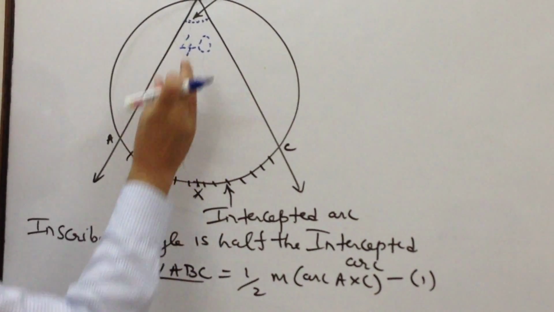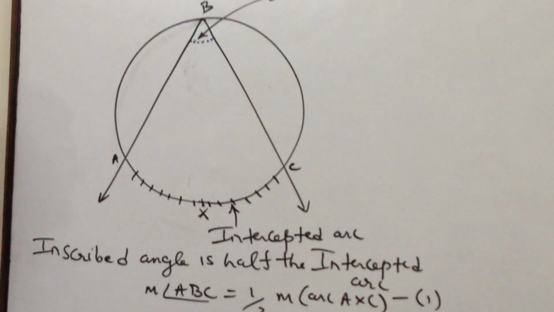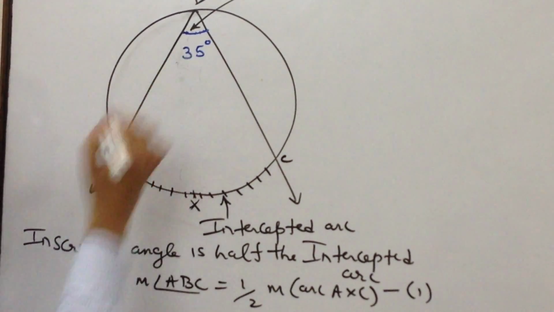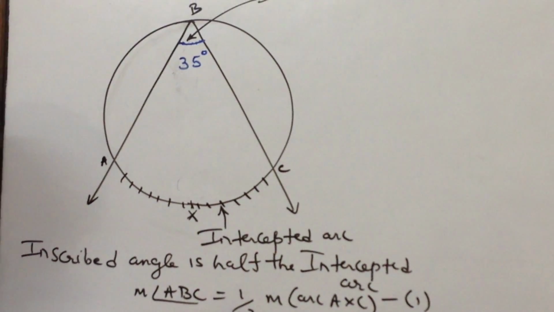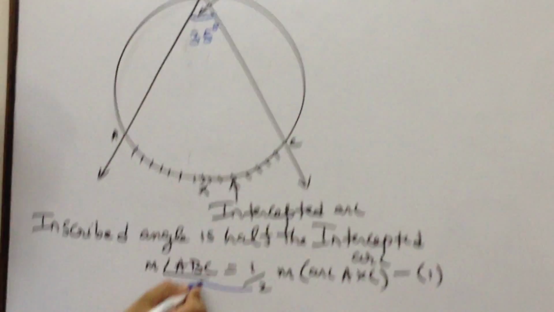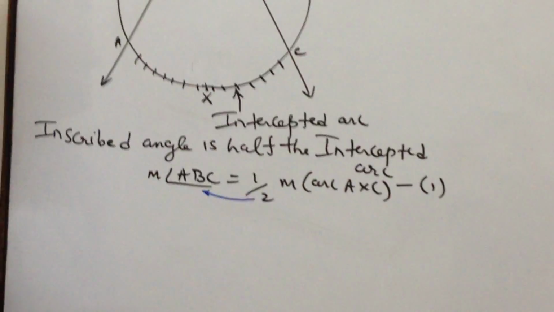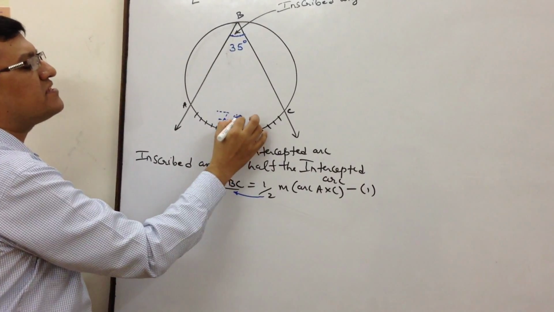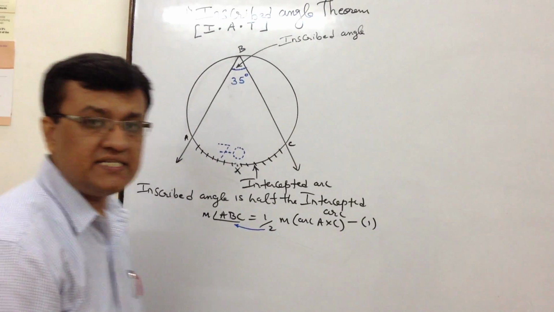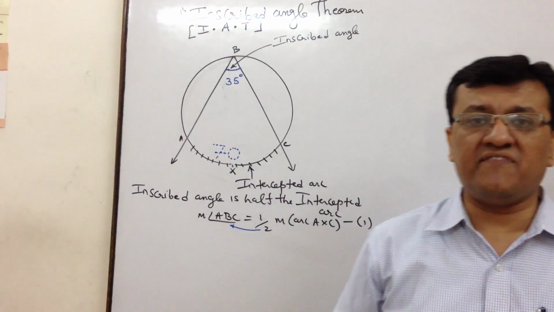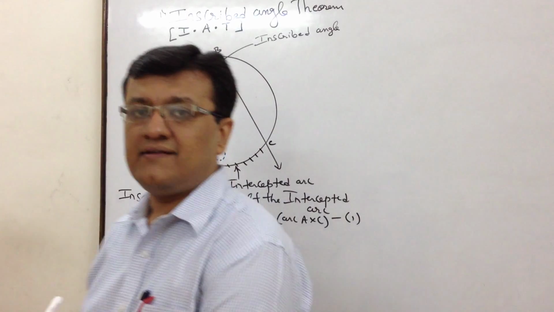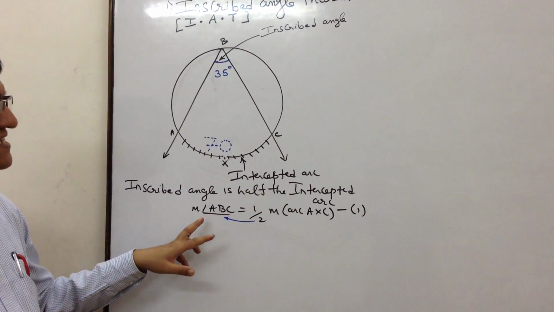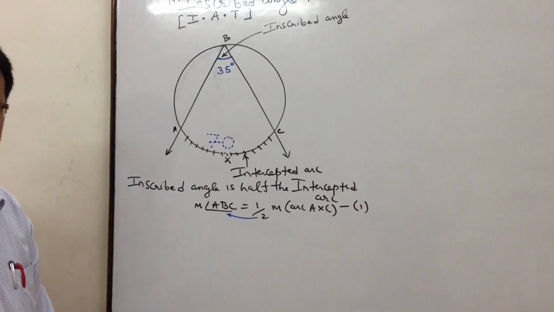If somebody gives me the inscribed angle, let this be 35 degrees, then we can clearly see that twice the inscribed angle is going to be the intercepted arc. The value of the arc so formed is going to be 70 degrees. This is the very first concept we have learnt in circle, the inscribed angle and the intercepted arc, and the relation between them, which states the inscribed angle is half the intercepted arc.